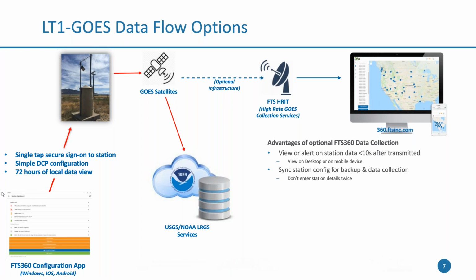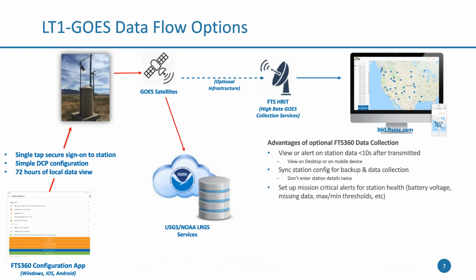To enable this, it's very, very easy. You just hit a sync button inside the app. We take all that hard work that you did configuring your local GOES station, and we push it all the way up to the FTS360 cloud platform. That gives you a backup of your config and kicks off the data collection. So the nice thing is you don't really have to enter in that detail a second time, less room for user error, less room for typos.